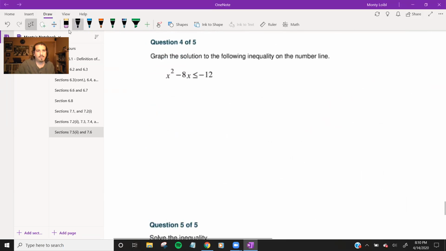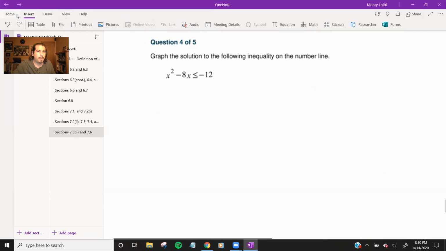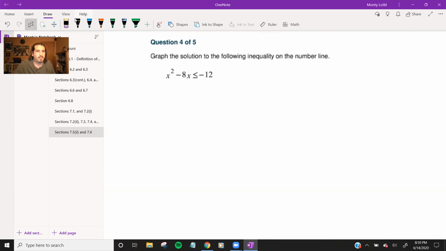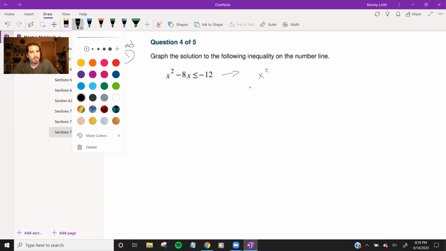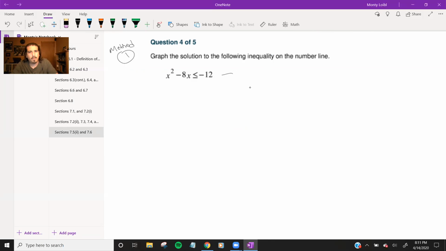Now here, let's graph it. So again, it says graph the solution to the inequality on the number line. Again, here it just wants you looking at a number line, but you could graph the solution, right? You could graph the line here. Okay, so regardless of what method you use, in this case we're going to use method 1. You want to set equal to 0, right? So that means solve this for 0. So add 12 on both sides.